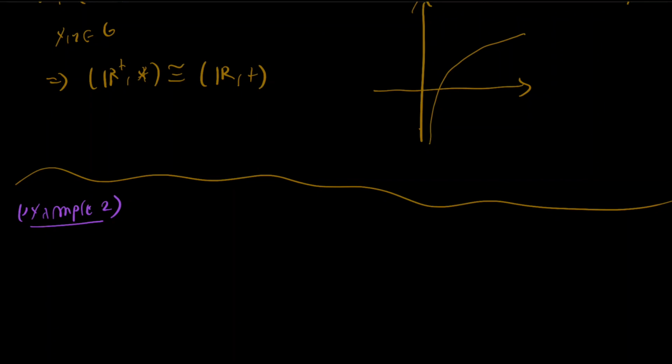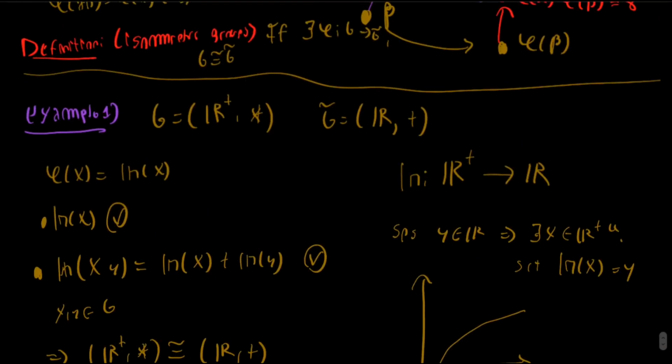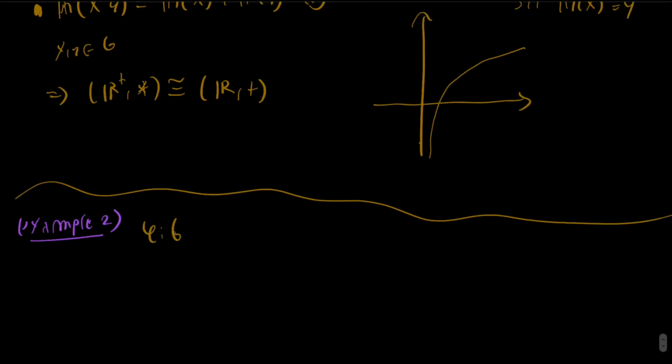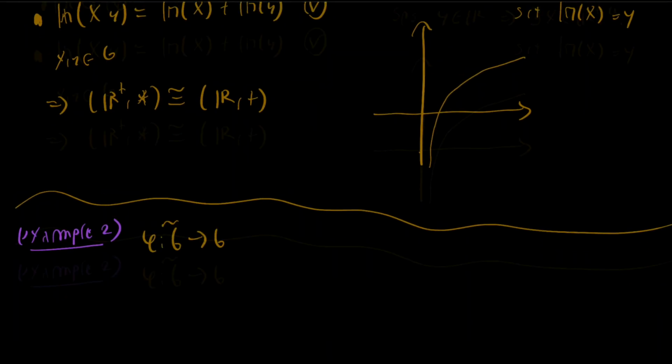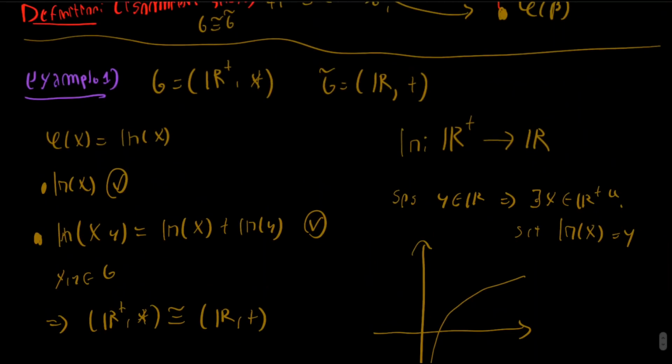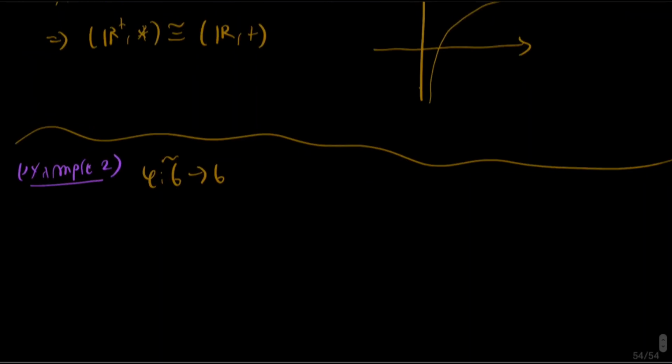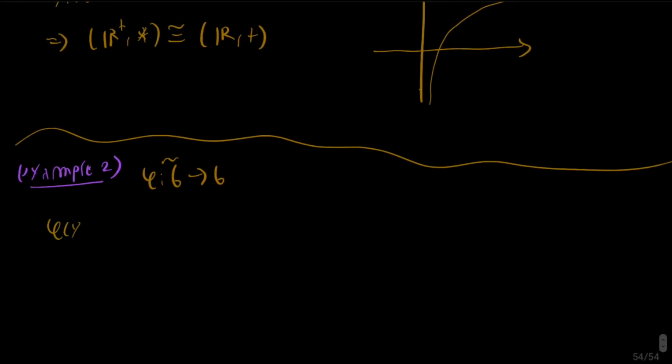And now we're going to still consider our groups from before, but we're going to consider a function this time that goes from G tilde to G. In other words, a function from the additive group of real numbers to the multiplicative group of positive real numbers. This function that we're going to consider is the exponential function, and what we want to show is that this is an isomorphism, meaning that this function is bijective and a homomorphism.